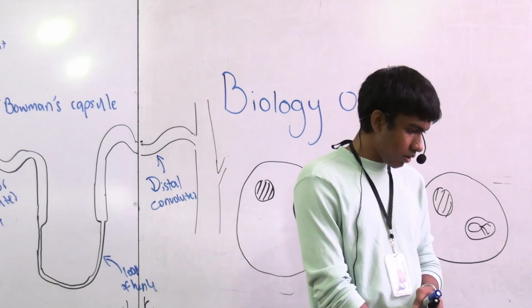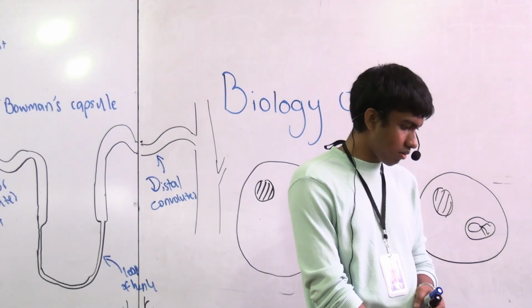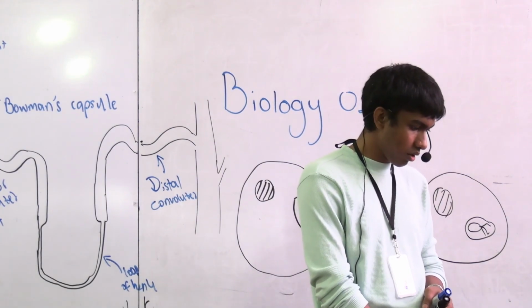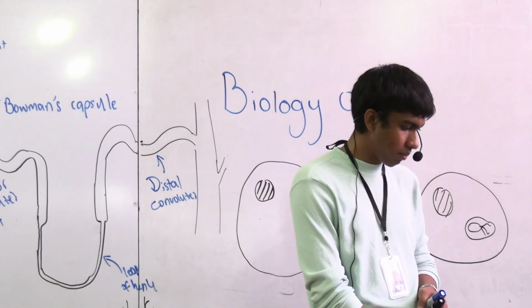What is the constituent mostly present in the urine of a healthy person? The answer is water, right? Mostly present is water.